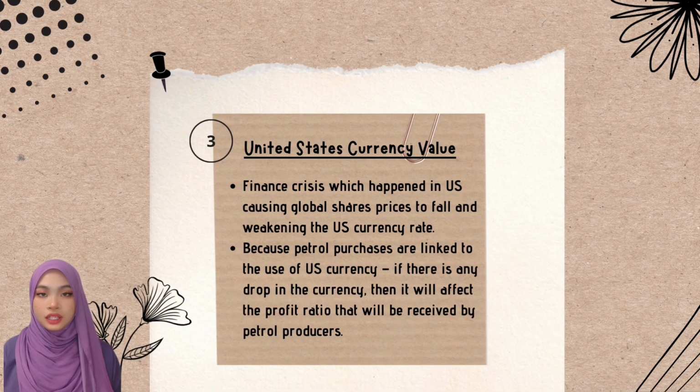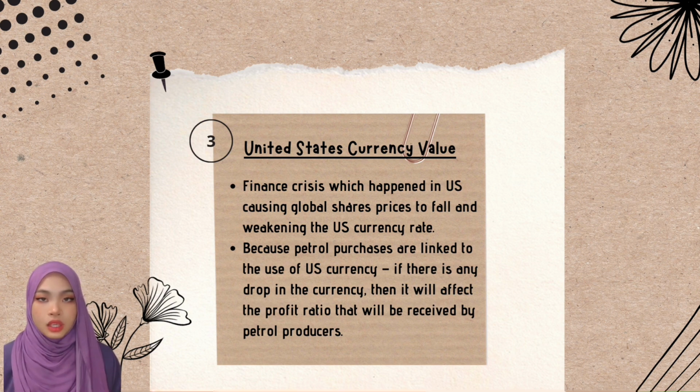And for the last one, United States currency value. The financial crisis which happened in the United States caused global share prices to fall and weakened the US currency rate, because petrol purchases are linked to the use of US currency. If there is any drop in the currency, then it will affect the profit ratio that will be received by petrol producers.